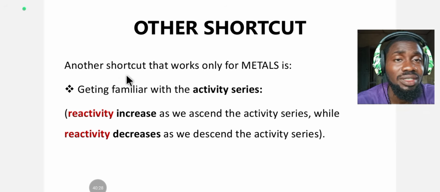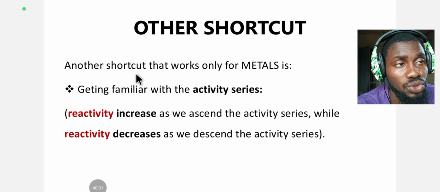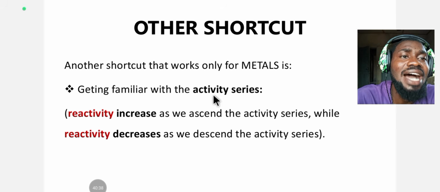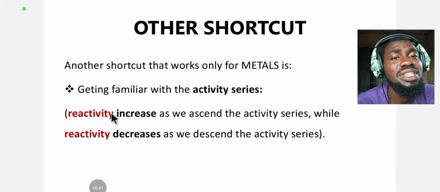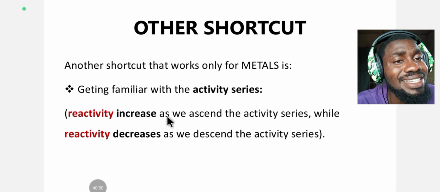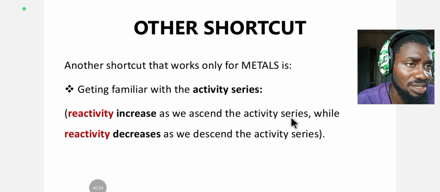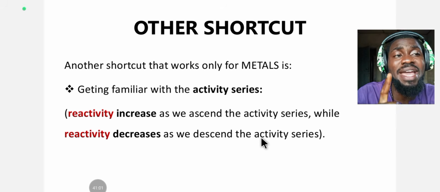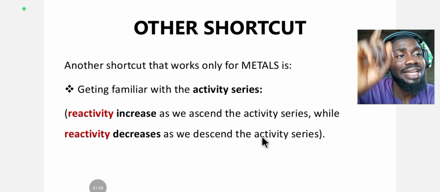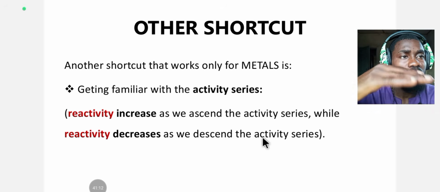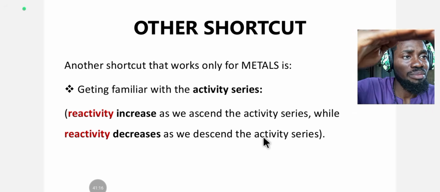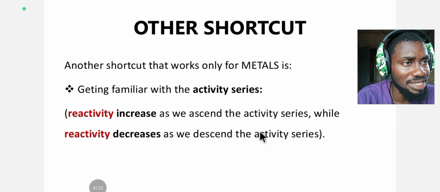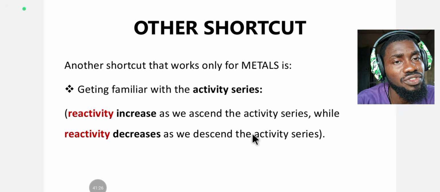So, there is also another shortcut, especially when it involves metals. Another shortcut that works only for metals is getting familiar with the activity series of metals. Activity increases as we ascend the activity series, while reactivity decreases as we descend. So the reactivity of metals rises as we ascend the activity series. As you ascend, reactivity increases. The topmost is the most reactive, while the lowest is the least reactive.